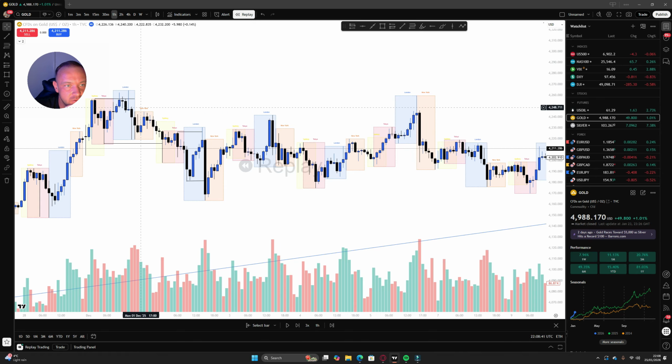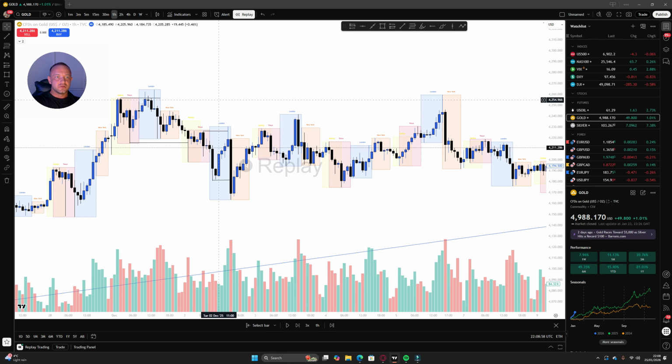So if you know what liquidity is and you know how to use it, you could have easily got a sell, another sell the next day, and then a buy in New York. New York came down, took the London low, pushed up, and you could have got a buy there. It's as simple as that.